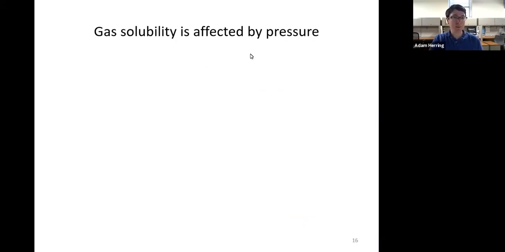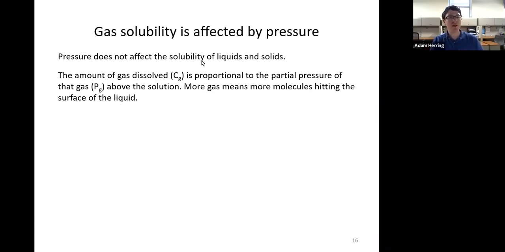For gases being dissolved in a liquid, gas solubility is affected by pressure. However, pressure does not affect the solubility of liquids and solids. Now, why is this? Well, the amount of gas that's dissolved is proportional to the partial pressure of that gas above the solution. The reason for this is because when there's more gas particles, this means that there are more molecules that are hitting the surface of the liquid at any given moment. Therefore, there are more of them that can be dissolved.